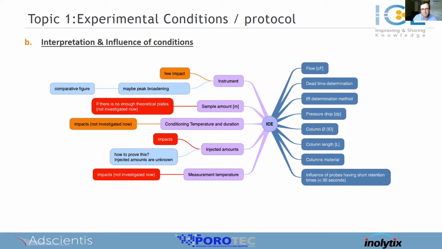What we can examine in the first step is the influence of the flow. The dead time determination and the determination of the retention time can be investigated, as you have two possibilities to measure or analyze the retention time: by an integral method or by the peak maximum. The pressure drop can be examined. We can also have a look at how molecules with very short retention time can influence the results, as small differences in low retention times can have a big impact on the results.